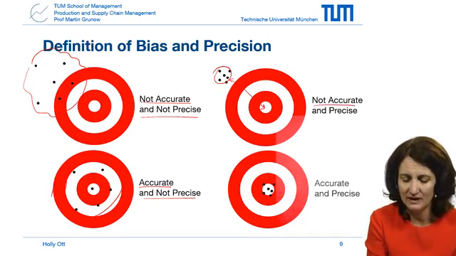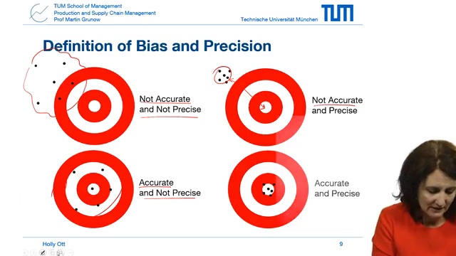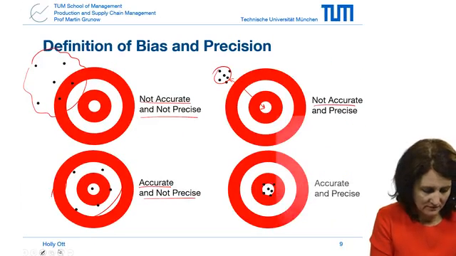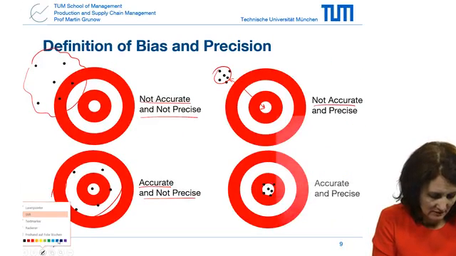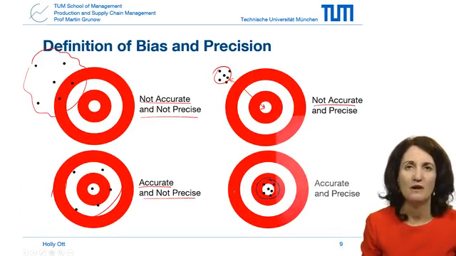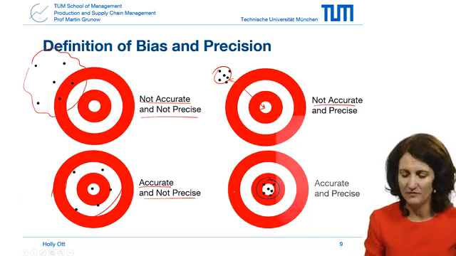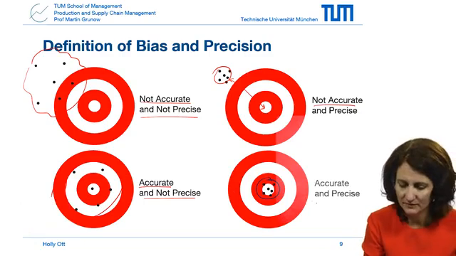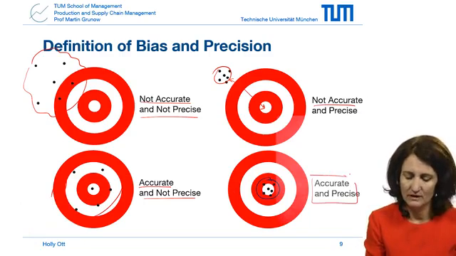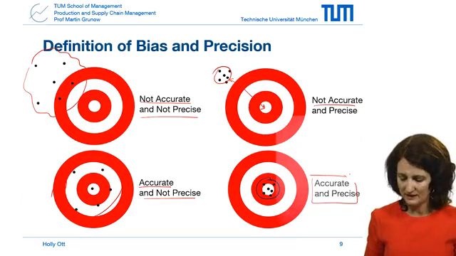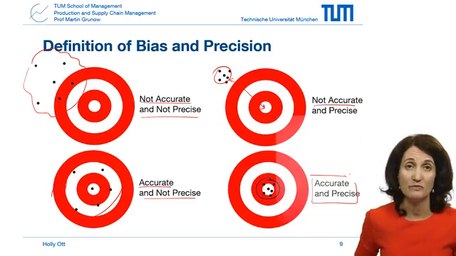And here we have finally high bias and high precision for this last one. So maybe that gives you an easier way to think about these ideas of bias and precision.